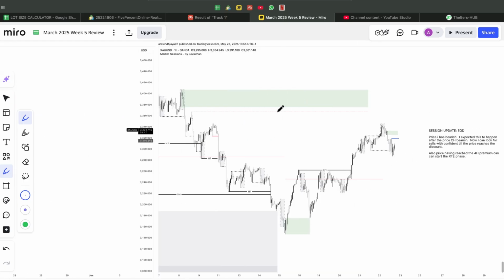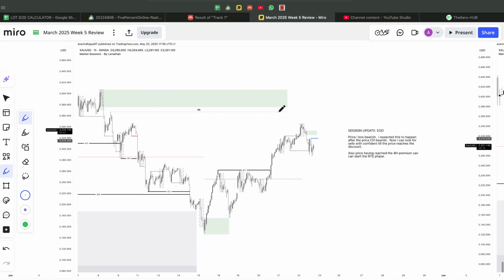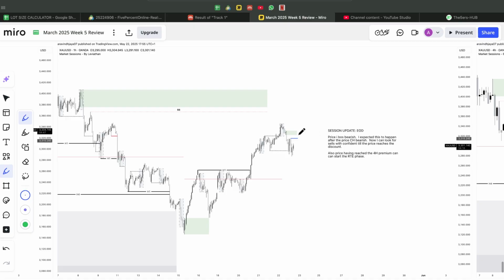So the idea is simple. But price actually made bearish IBOS, so that actually surprised me. So now I was in a state of confusion whether the price would take out the buy side liquidity or not. So just go with the flow. Since the price made an internal bearish BOS, I can expect this internal structure to continue till the price reaches the discount prices.